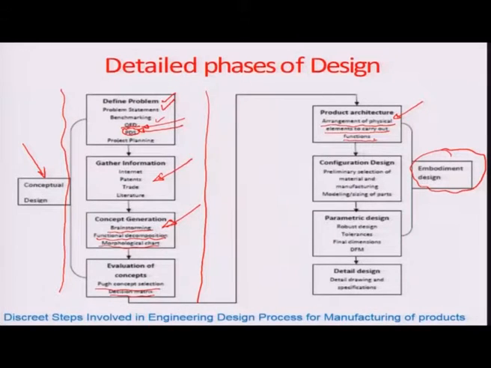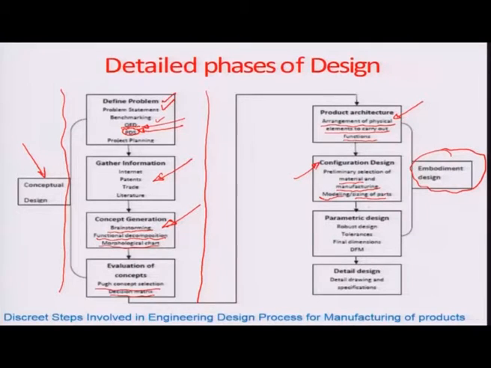You look at a configuration design, which is about the material going into the product, the manufacturing method, or the modeling or sizing of parts, all these preliminary selections at this stage about the rough drawing or the configuration of how things would be put in space together side by side, and what would be the level of interaction.